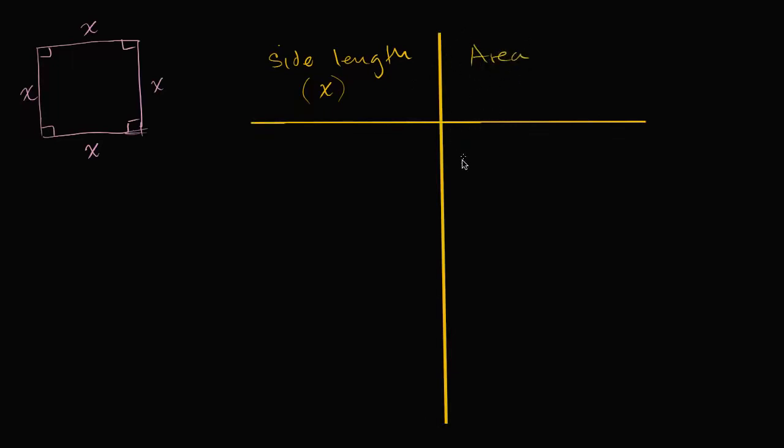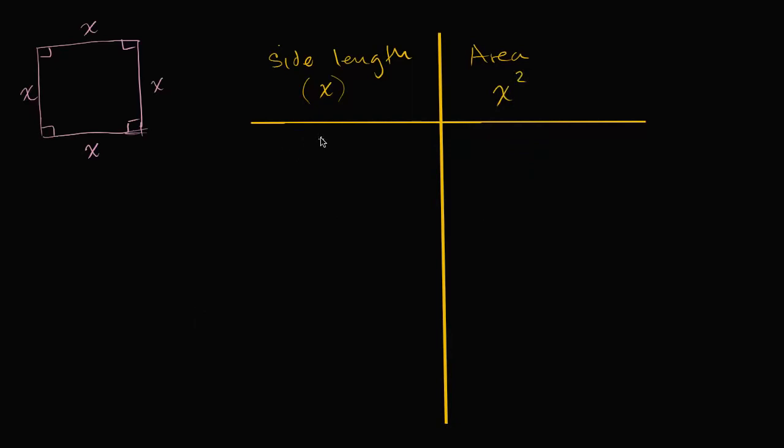And what's the area going to be? Well, the area is going to be one of the sides squared. You could view it as the width times the height. So it's going to be x times x, or x squared. So let's just pick some values for x and then figure out what the area is going to be.